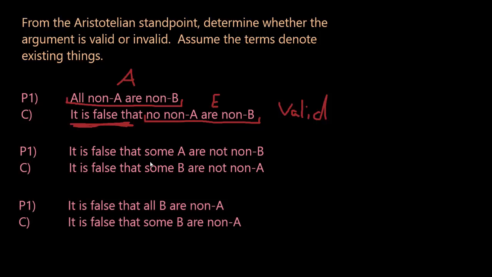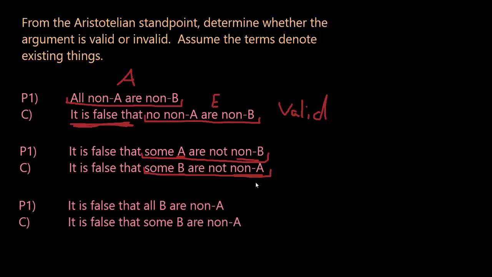Now if we look at the next argument, it says it is false that some A are not non-B. Therefore, it is false that some B are not non-A. This is a bit of a trick question. Notice that our propositions are not uniform, because one talks about A's not being non-B's, whereas the other talks about B's being not non-A's. But to use the square of opposition, these would have to be uniform. We'd have to be talking about A's in the same places, and we'd have to be talking about non-B's or non-A's in the same places. So the relationship that we have between these propositions cannot be captured by our square of opposition.